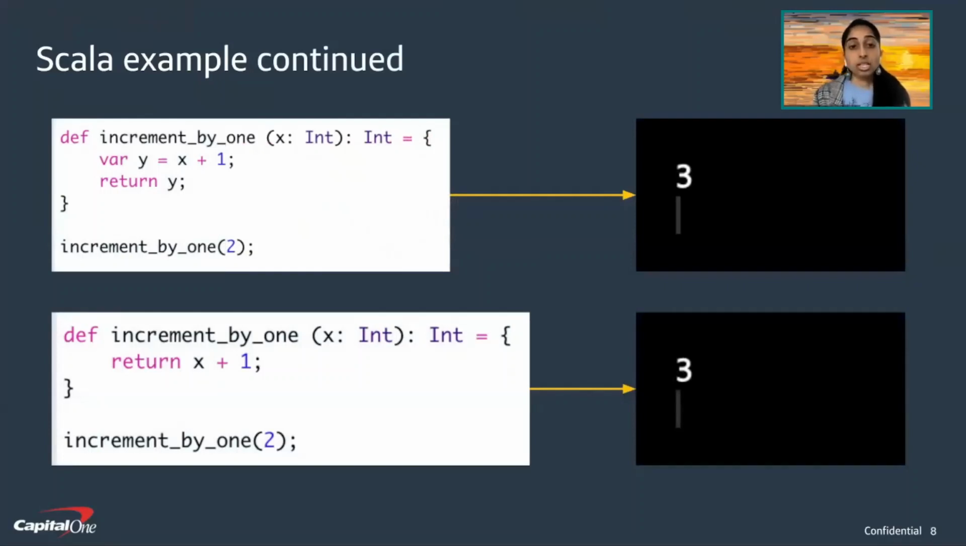And the top one is the same. They're both the same examples as the Python ones I showed. The first one, you're reassigning the value of x plus 1 to a new value called y. And the bottom one, you are just directly returning x incremented by 1. So for both of these functions, when you run increment by 1 with the integer 2, you'll be given the output of 3.